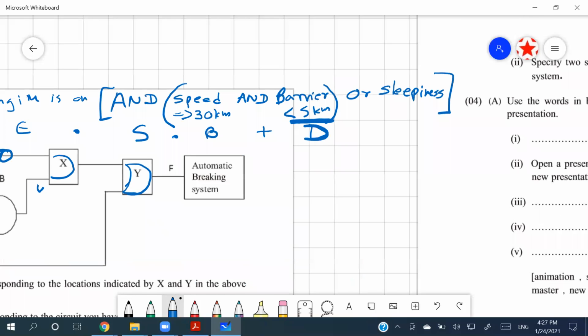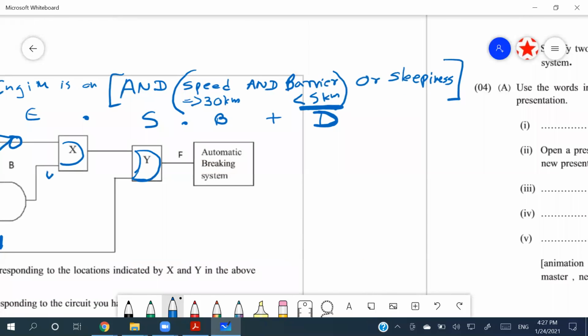Right. So it should be sleepiness is D bar, because one indicates eyes open and 0 says eyes closed. Then the whole truth table changes, right? Yes, yes.